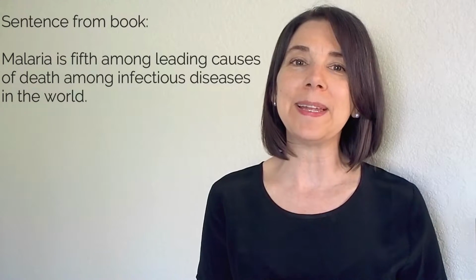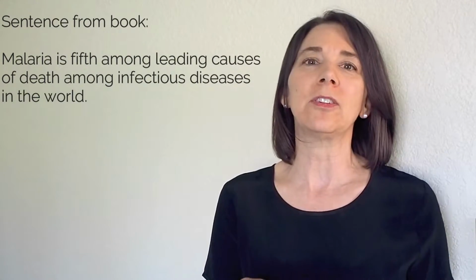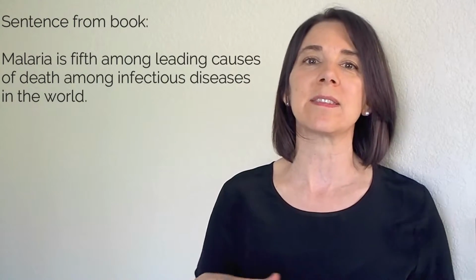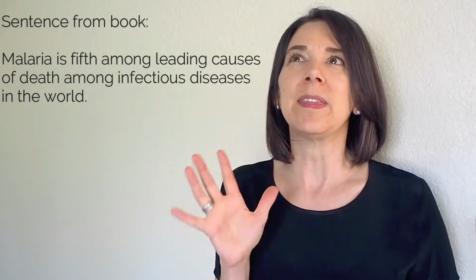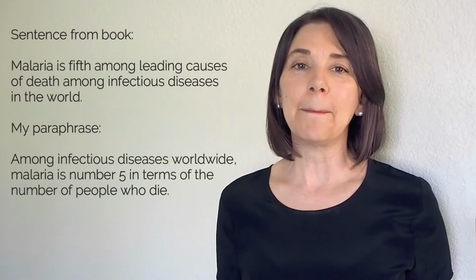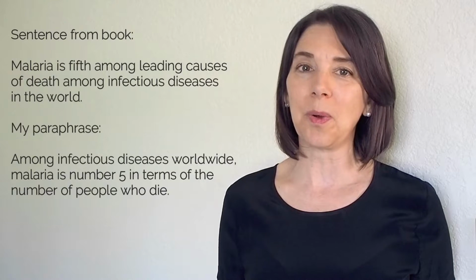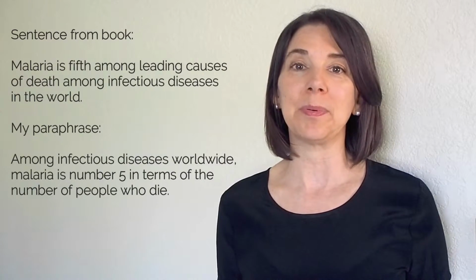So before I paraphrase, I'm going to make sure that I understand the meaning of the sentence. What does this sentence mean? Well, it means that when we look at all the infectious diseases around the world, malaria is number 5 when we think about the number of people who die. So I'm going to try to say that sentence in my own words, just like I did now when I told you what the sentence means. Here's my paraphrase. Among infectious diseases worldwide, malaria is number 5 in terms of the number of people who die.